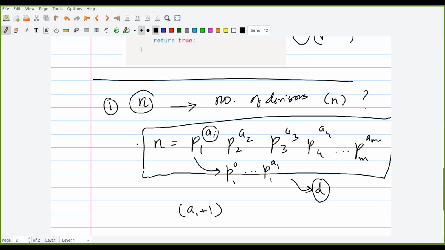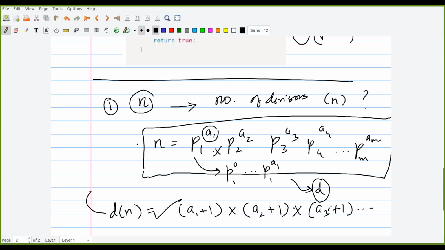And now the choices for different primes are independent of each other, so I will have multiplicative counting with respect to the other primes. Similarly I'll have A2 plus 1, A3 plus 1 and so on. Yeah, so this will give you d of n, which is a shorthand representation for the number of divisors of n.